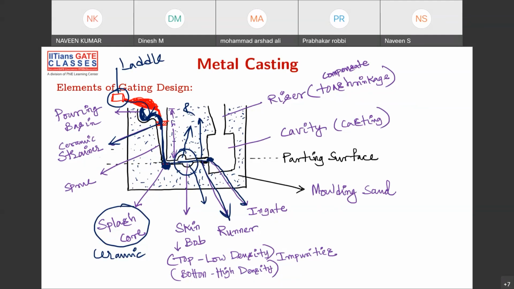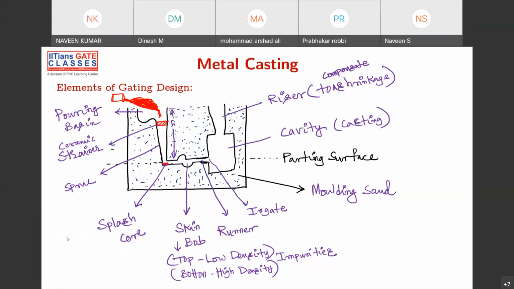Entry point of your liquid metal into the mold cavity, and then it will fill, and then it will go into the riser. This is called riser. Okay, so let's see the parts again.